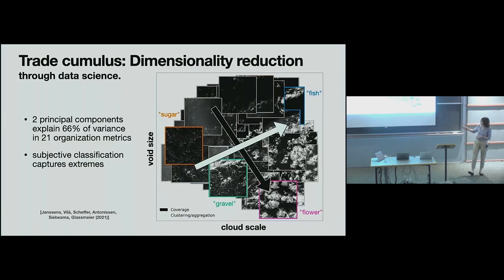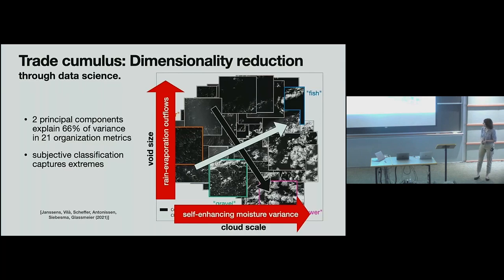Yeah, maybe one more comment. So strictly from the mathematical analysis, we get these principal components, which are cloud scale and void size. A very similar description could also be obtained by looking into cloud cover and some clustering or aggregation metric. But in general, it's these two aspects that we need.